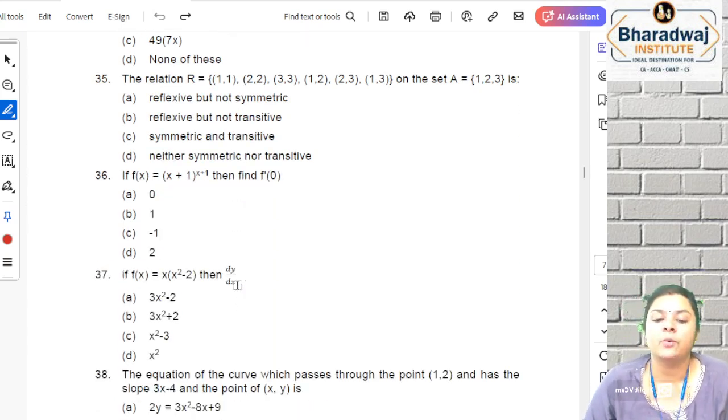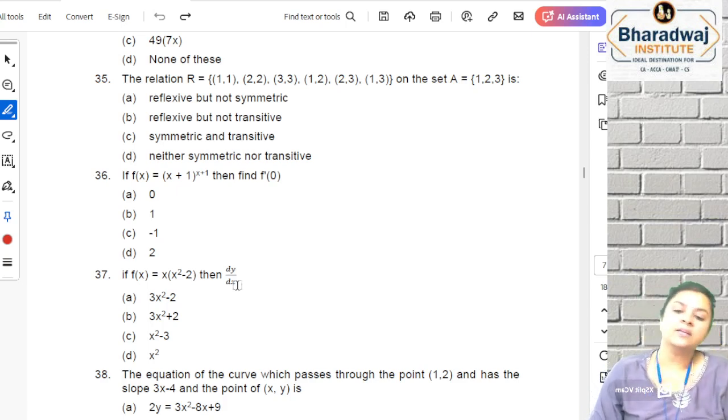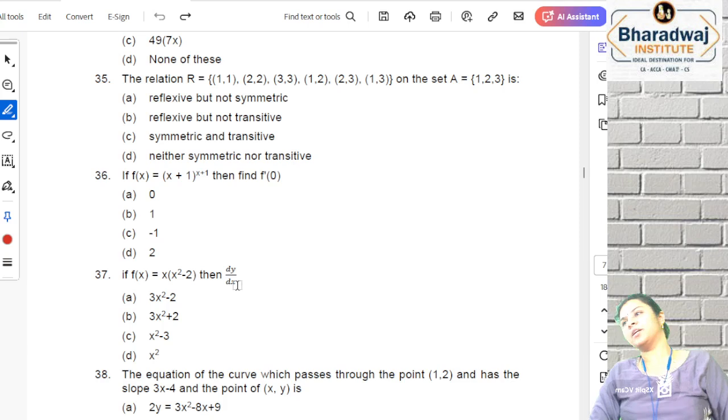The relation 1, 1, 2, 2, 3, 3, 1, 2, 2, 3 and 1, 3 on the set A, 1, 2, 3. Reflexive but not symmetric. Not symmetric. Again, relations chapter, 1 question, 2 questions. Okay.